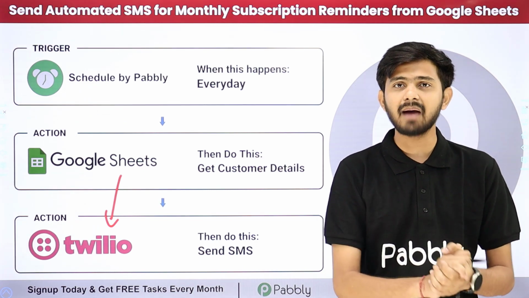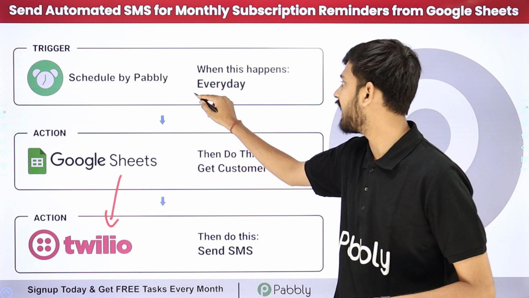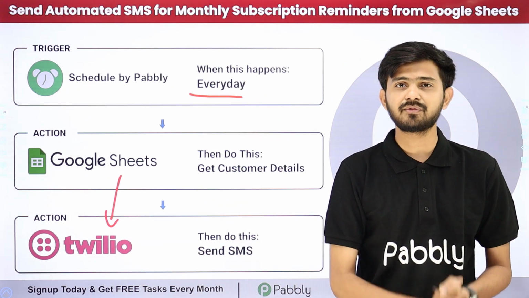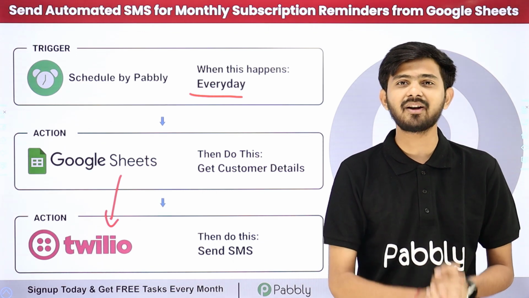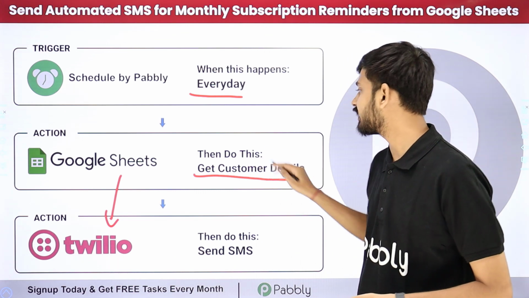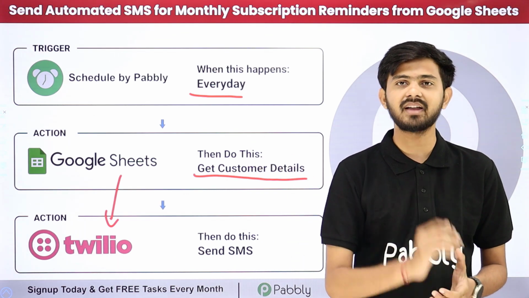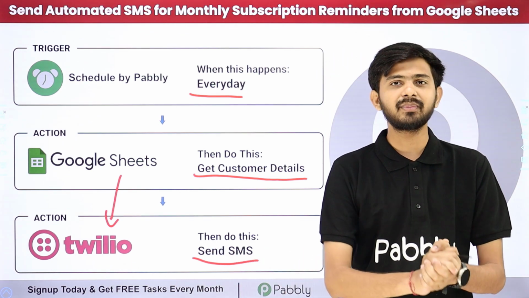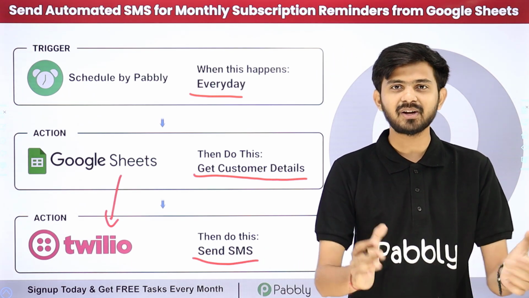Pabbly Connect is an amazing software for automation and integration. With Pabbly Connect, I'm going to first schedule my workflow for every day, using Schedule by Pabbly. After scheduling my workflow, I'm going to use Google Sheet to get all the details of the subscription and my customer. And as I get the customer details, I'm going to send the SMS message by using Twilio. So how am I going to build this connection? For that, let me take you to my computer screen.